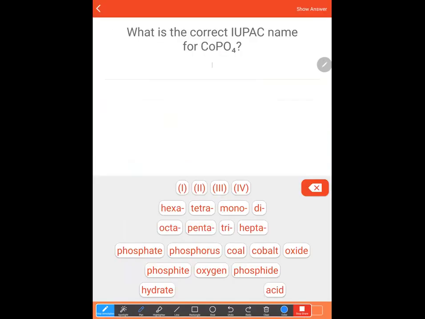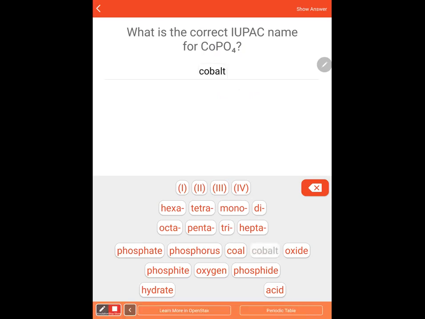Okay, so we have cobalt, we have phosphate, which we know is a 3-, and there's only one. And there's no parentheses, so it's a 1-to-1 ratio, which means our cobalt must be a +3. Now, the thing that makes this different, because it's a transition metal, is that we need to include the Roman numerals. So let's give it a try here.